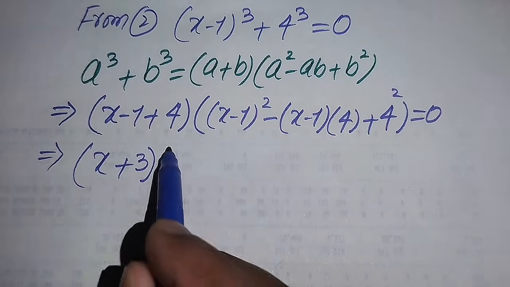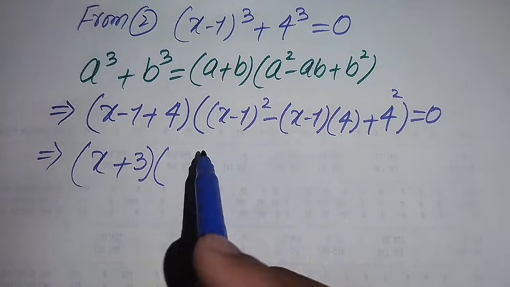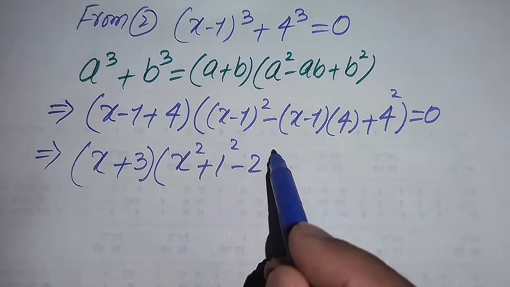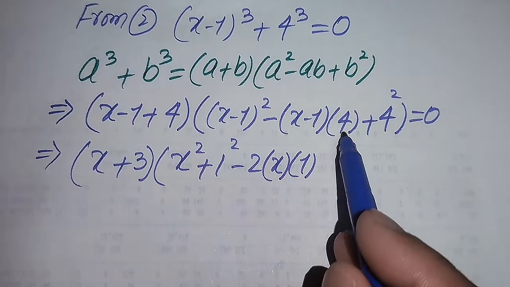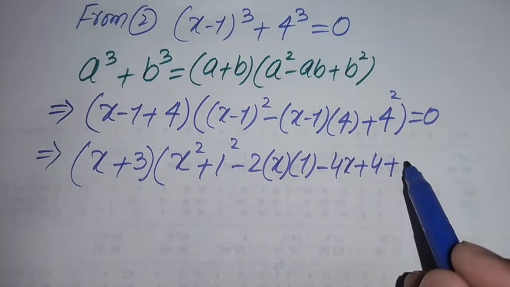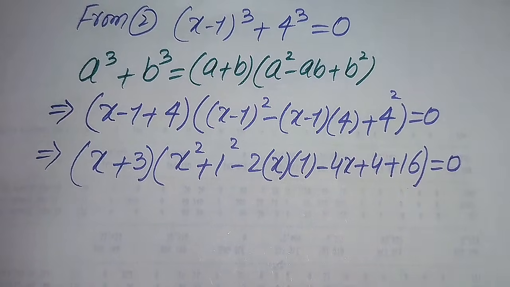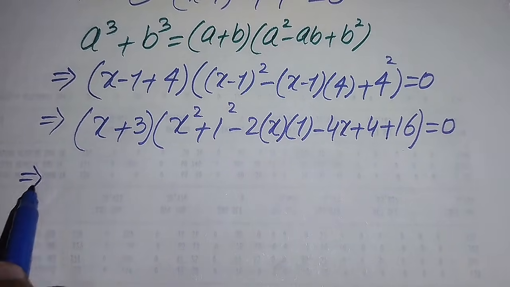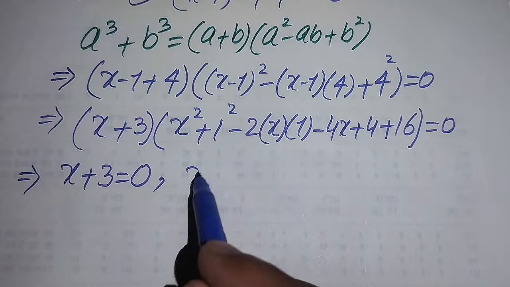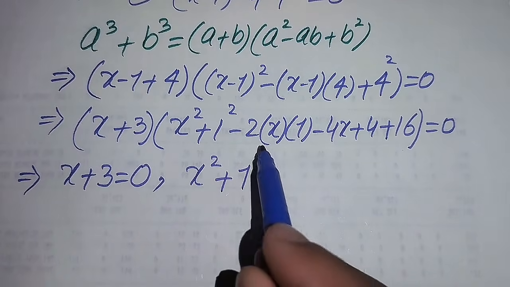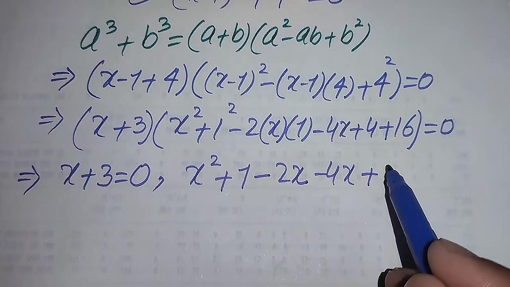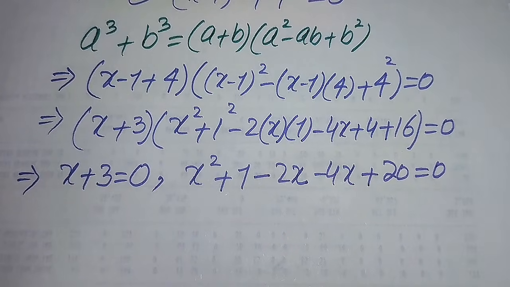Here we need more simplifications, and it will be written as x minus 1 plus 4 becomes 3, into, here we expand this algebraic formula, and you know about that: x squared plus 1 squared minus 2 times x into 1, and we multiply minus 4 on both of these two terms, and it becomes minus 4x plus 4, and plus 4 squared becomes 16, and this whole equation equals 0. And now we divide this equation into two cases. The first case is we write x plus 3 equals 0, and the second case is we write x squared plus this 1 squared becomes 1, minus this is 2 times x, this is minus 4x plus 4 plus 16 becomes 20, and this whole equation is equal to 0.